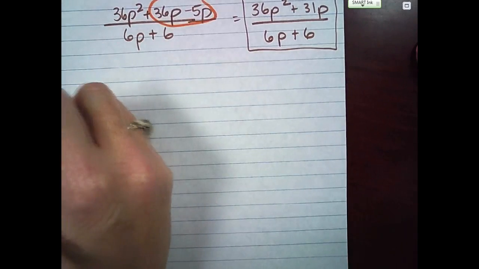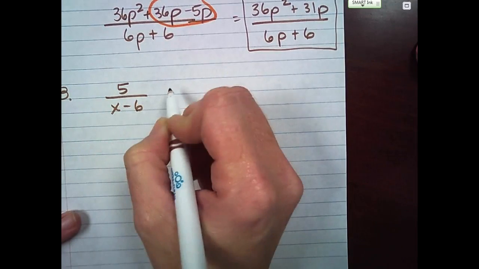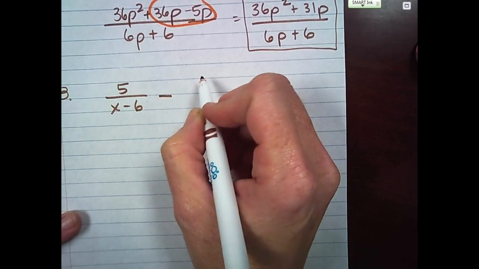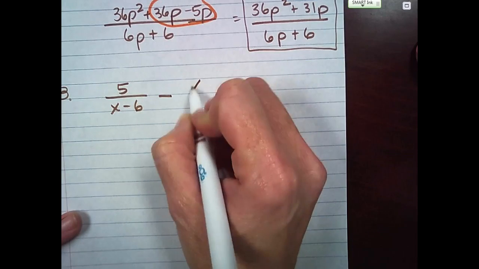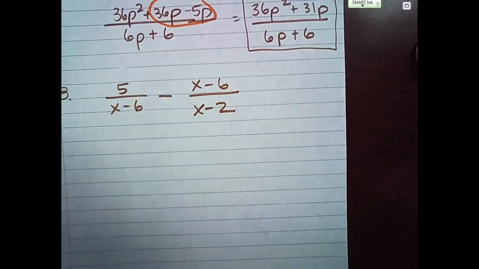Alright, the next one. 5 over x minus 6 minus x minus 6 over x minus 2. What's the first thing to do when you see a subtraction problem? What are we going to do first? Okay, flip division. What do you do when you see a subtraction? You want to be careful. You want the first fraction minus the second, correct? So you distribute the negative.